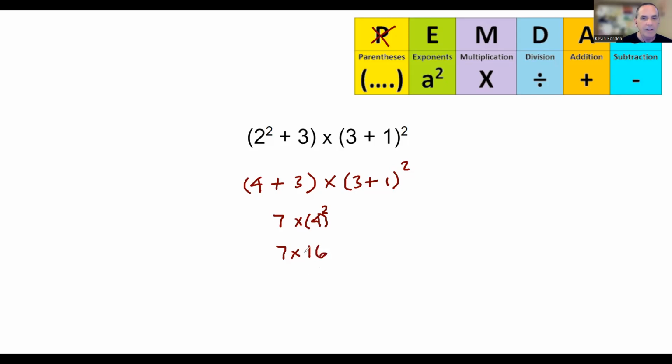And we have 7 times 16. Now this might be a place where you get out your calculator and you multiply 7 and 16. That's the only operation that's left, so we don't have to worry too much about our order of operations. We just do what's left. And we get 112.